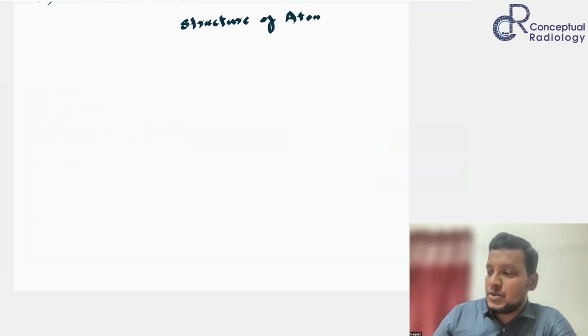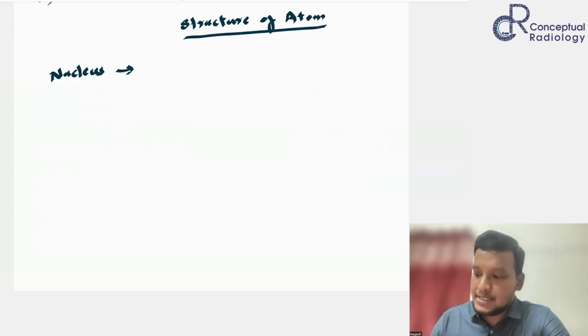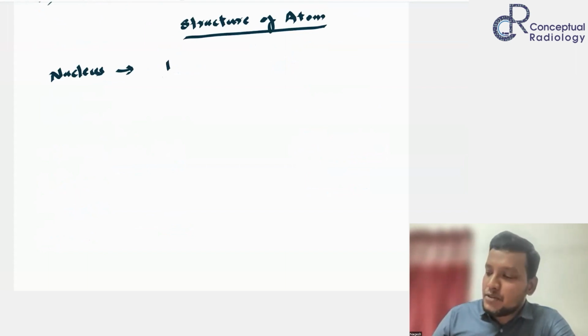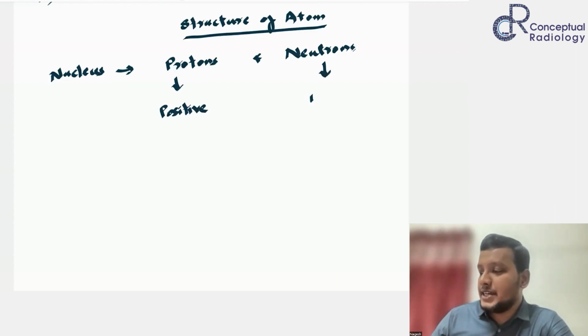As you all know, the atom is made up of a nucleus, within which most of the mass of the atom is concentrated. So what is an atom? Atom is the basic particle of chemical elements. The nucleus is made up of protons and neutrons. The protons are positively charged particles and neutrons are electrically neutral.